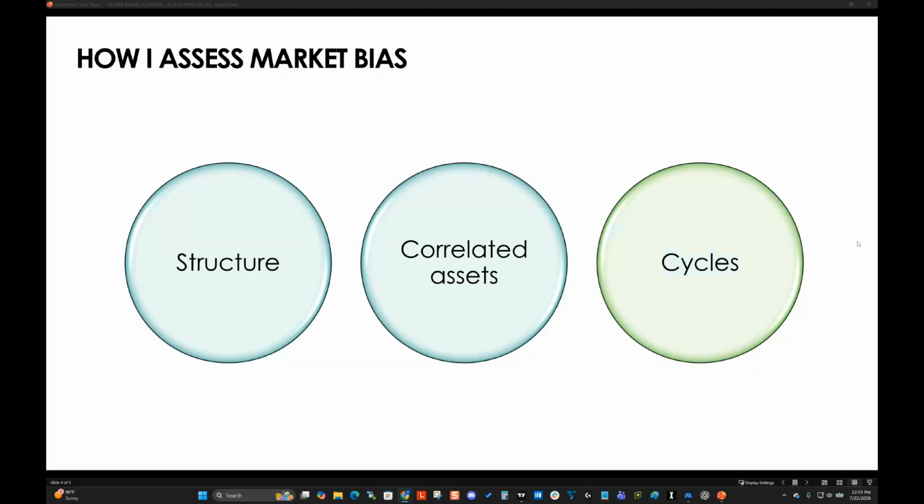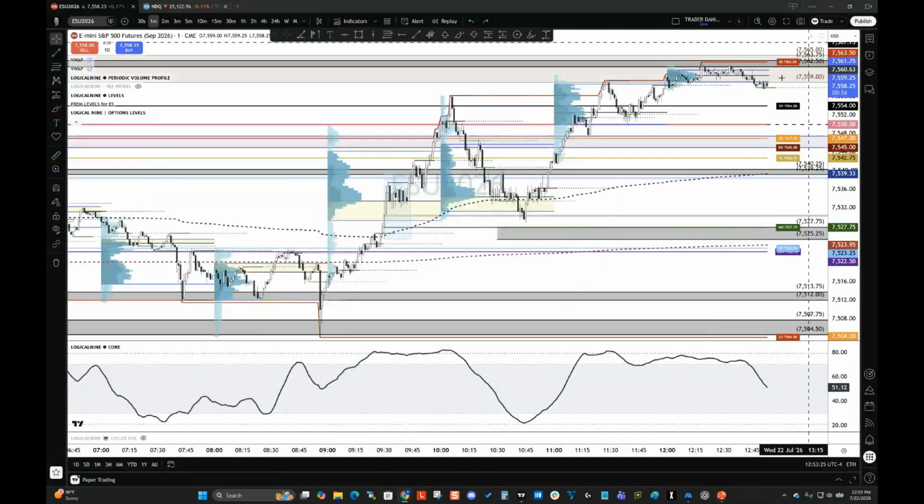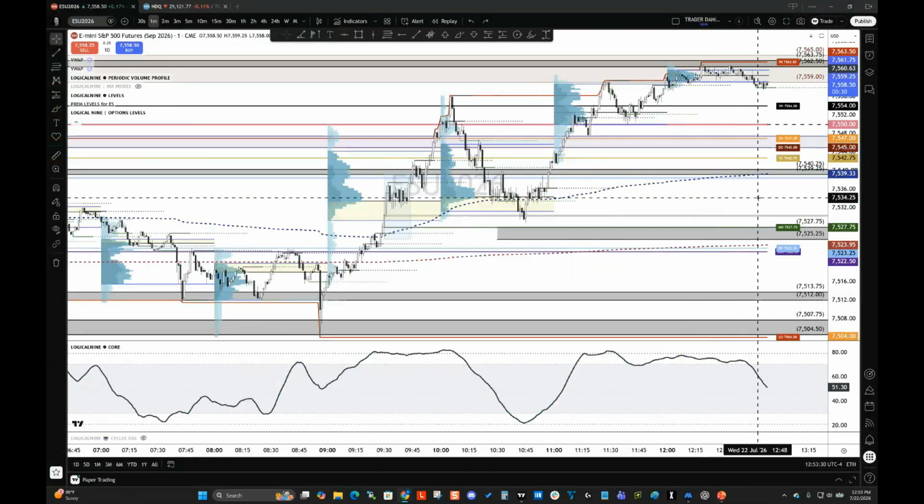In my last video, I discussed how I use correlated assets to assess bias, and today I will focus on how I use cycles analysis to evaluate the bias on ES futures. Let's go to today's ES charts. This is the ES September contract, today, July 22nd, 2026, 1 minute time frame.